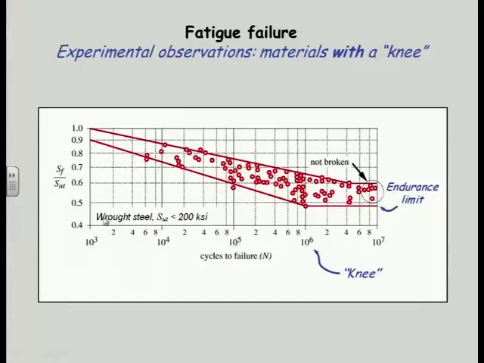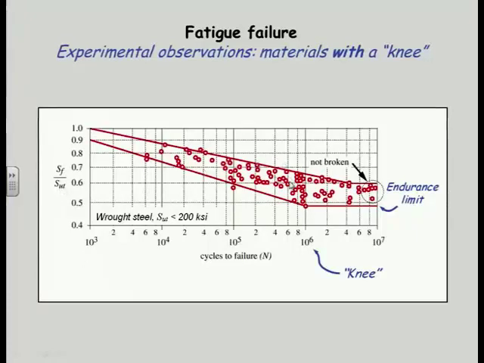So this is some actual test data. Wrought steel, less than 200,000 PSI, I should say, of ultimate tensile strength, which means it's not a super high strength steel, regular steel, not a high carbon steel. And you see there's a lot of scatter in the data. Every circle represents a broken part. So some of them broke after only about 5 times 10 to the 3 cycles, here. Notice this curve now starts at 10 to the 3 instead of starting at 1 because that's low cycle fatigue. We're only looking at the high cycle fatigue regime here, which is 10 to the 3 and up.